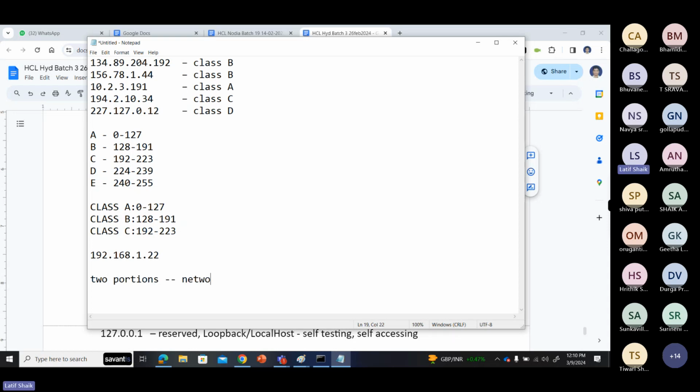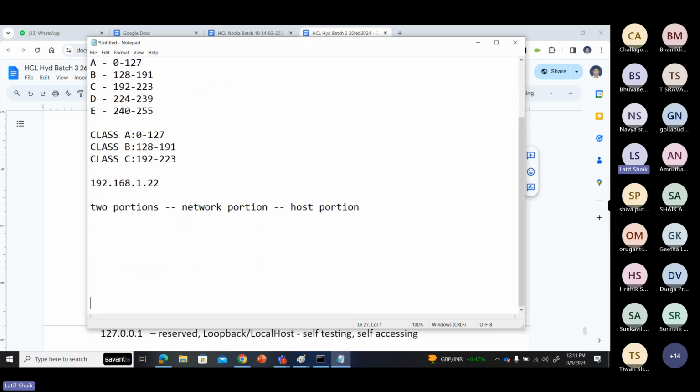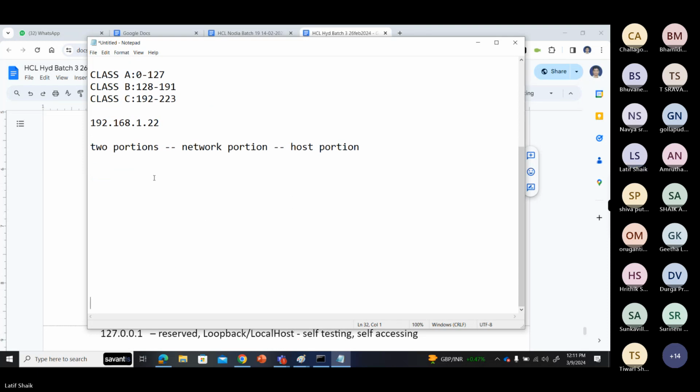One is the network portion, another one is the host portion. So what is the network portion, and what is the host portion? Simple.